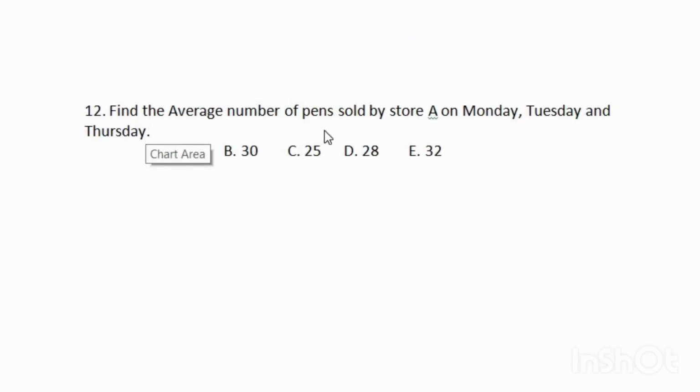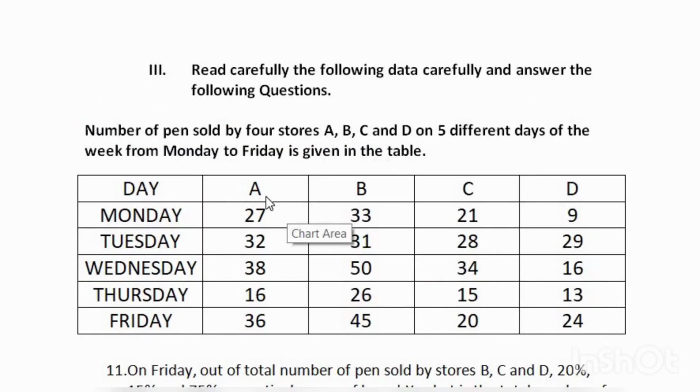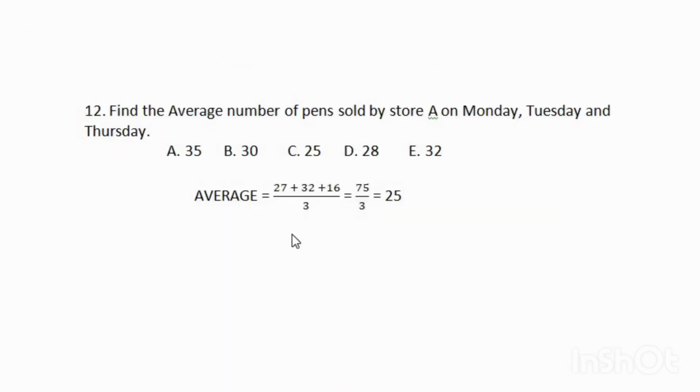Next question, find the average number of pens sold by store A on Monday, Tuesday and Thursday. Number of pens sold by A on Monday it is 27, Tuesday it is 32 and Thursday it is 16. So 27, 32, 16, take its average, divided by 3. The total is 75, so 75 by 3, it is 25. So which option? Option C.